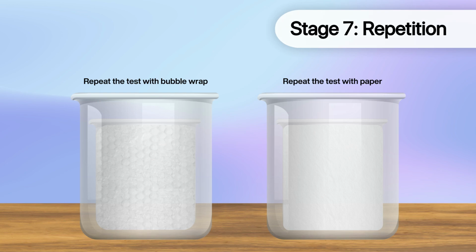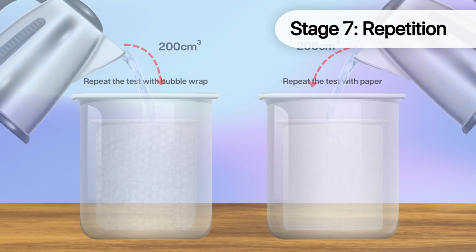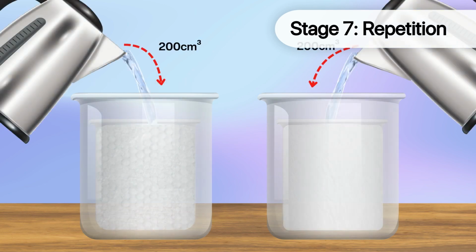We repeat these steps for each of the materials being tested. Ensure you use the same volume, in this case 200 cm³, and starting temperature of water for each trial to maintain a fair test. By following these steps meticulously, we ensure our experiment is organized and clean, allowing us to accurately compare the insulating properties of the different materials. Once all data is collected, we will proceed with the analysis to determine which material is the best insulator.